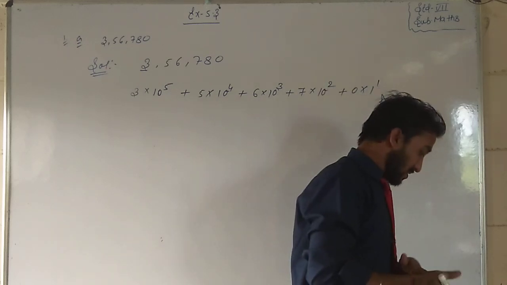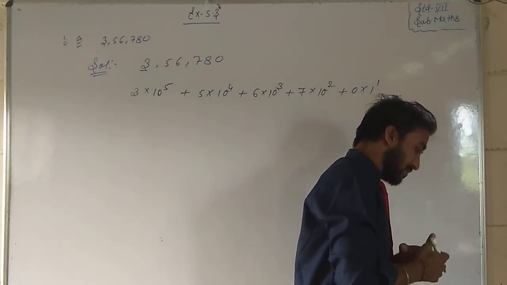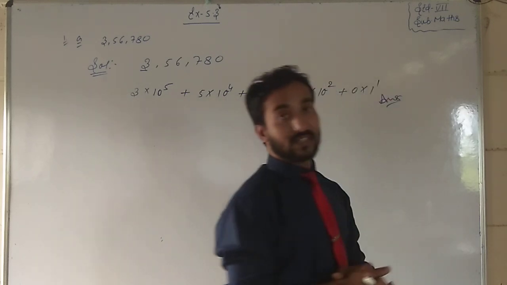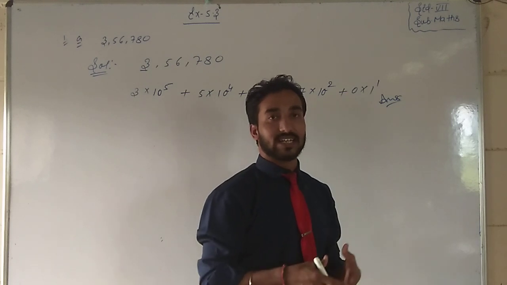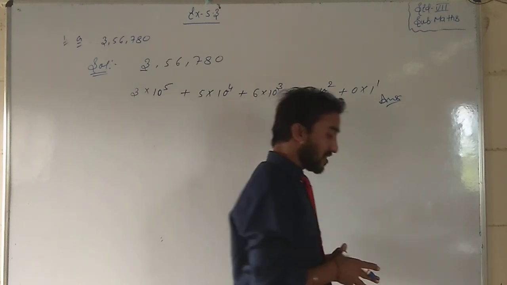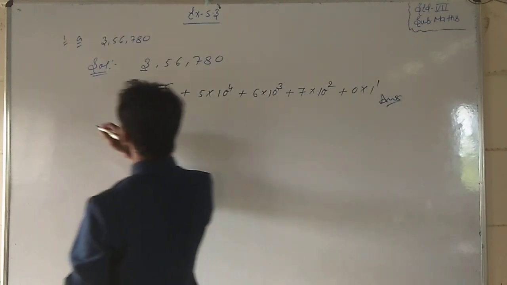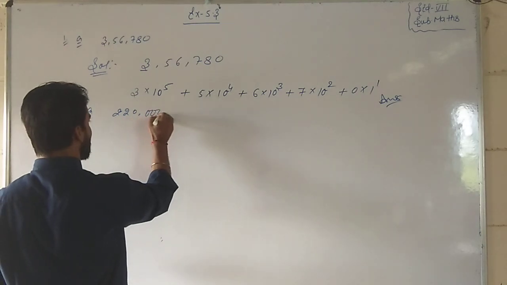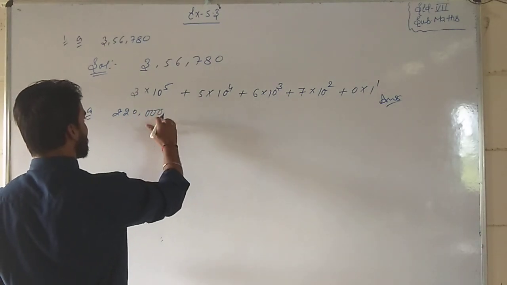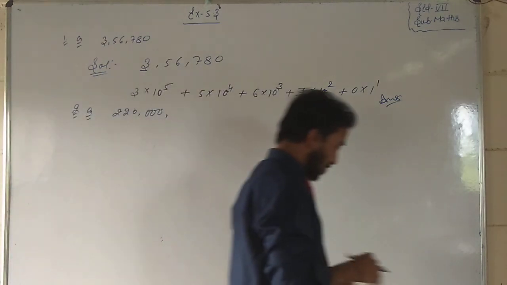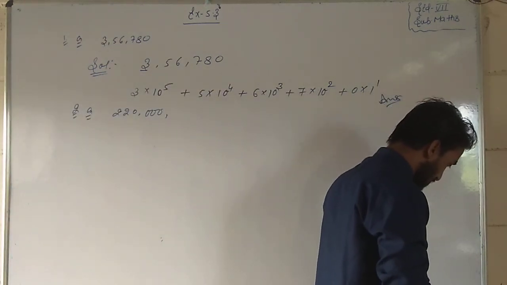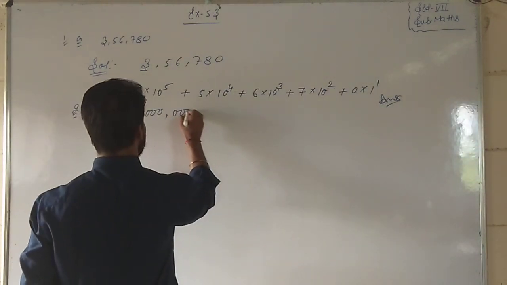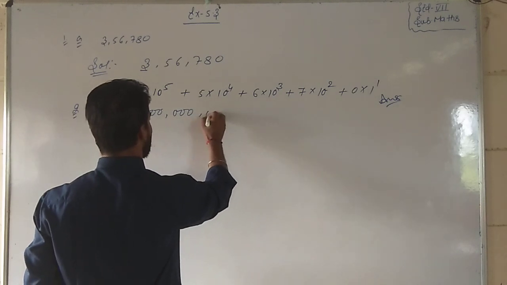Come to question number 2. Write the following in scientific notation or standard form. The question says to write in standard form. How will we write it? Question number 2A: 220,000,000,000.